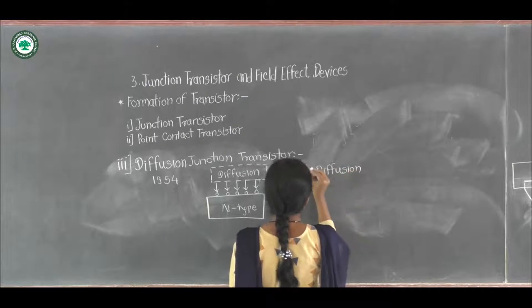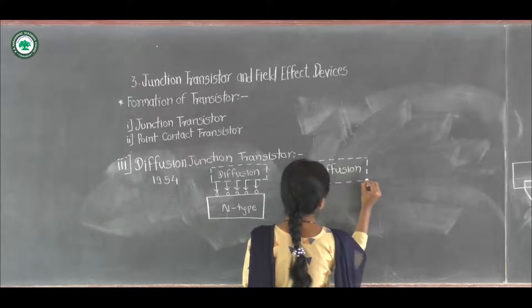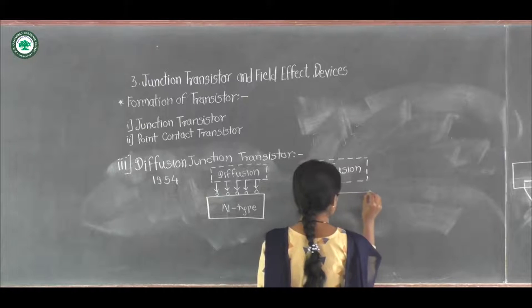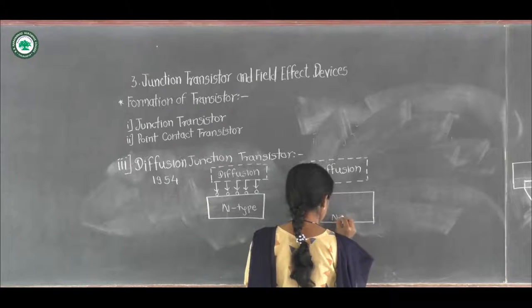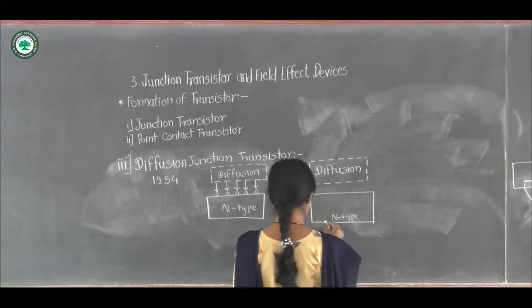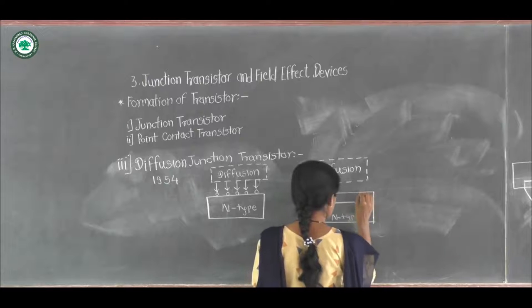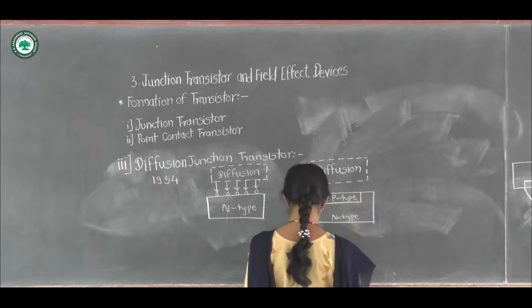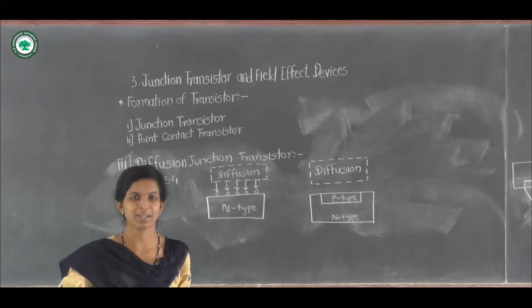So after this diffusion process, which introduces the p-type impurity into the substrate, it forms n-type collector, and on which p-type base is formed. So this p-type layer which forms the base is created on n-type layer, that is collector.